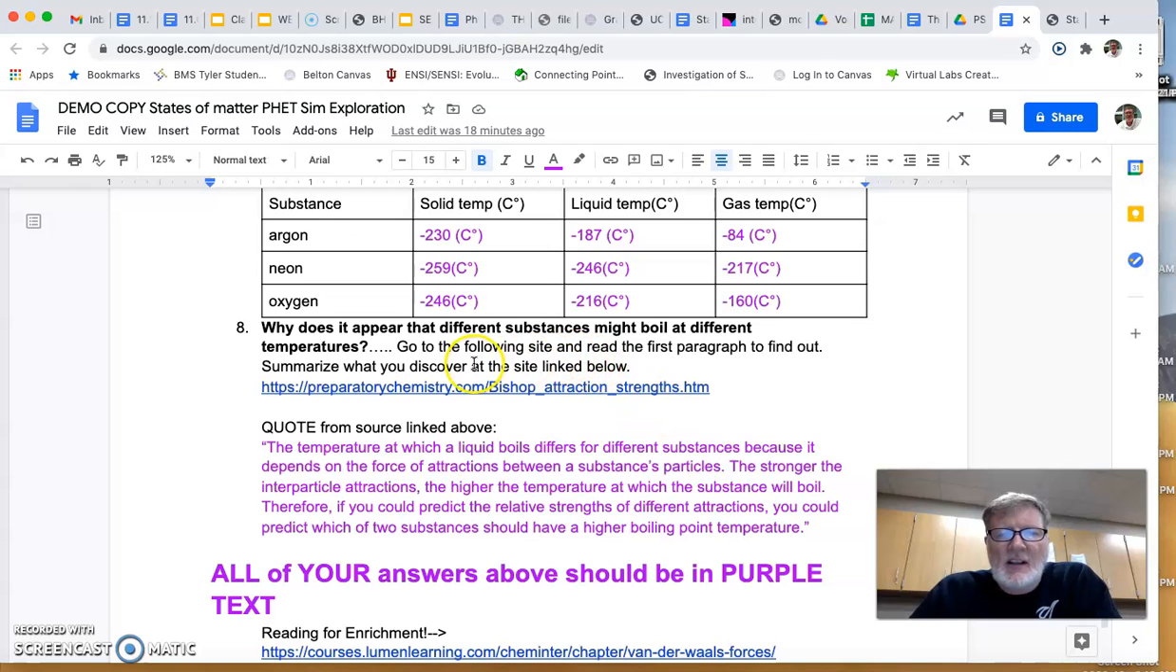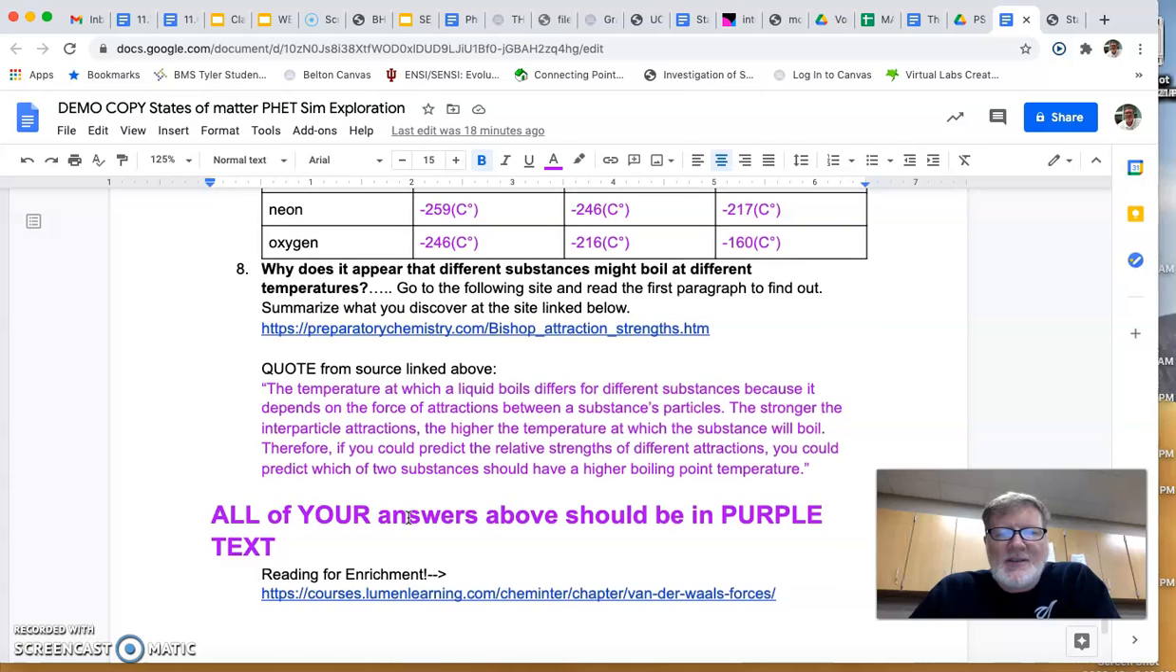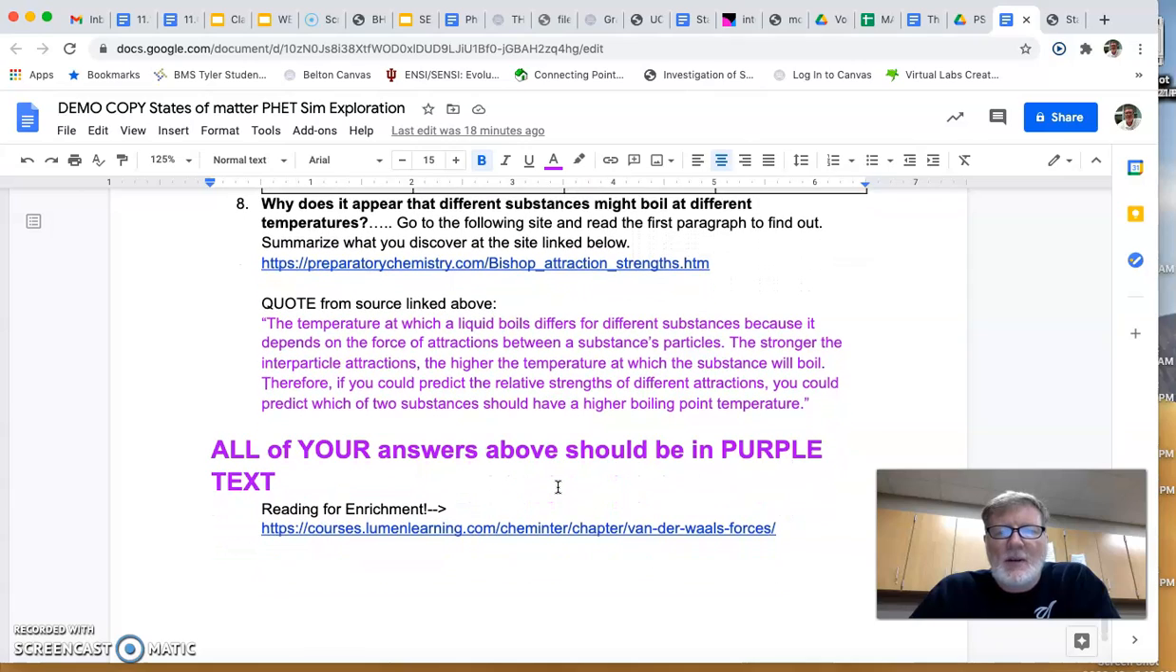This asks you to go to the following site and try to figure out why they might boil at different temperatures. This has to do with those forces between molecules. This is a quote from that source. The temperature at which a liquid boils differs for different substances because it depends on the force of attraction between a substance's particles. The stronger the interparticle attractions, the higher the temperature at which the substance will boil. Therefore, if you could predict the relative strengths of different attractions, you could predict which of two substances should have the higher boiling temperatures or boiling points.